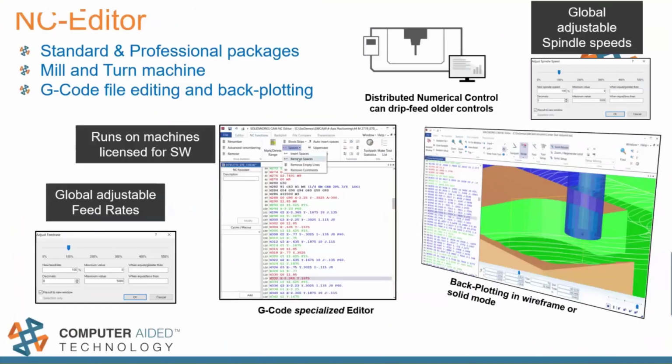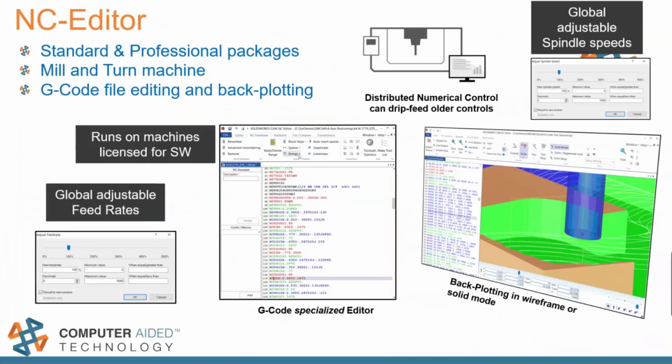NC Editor, this is very powerful. This is powered by Simco. This comes with SOLIDWORKS CAM Standard, which is another big, huge benefit. In here, we can do backplot. We can search and find tool changes. We can also look at statistics. We can also add spaces. We can add lines, all kinds of stuff in here.